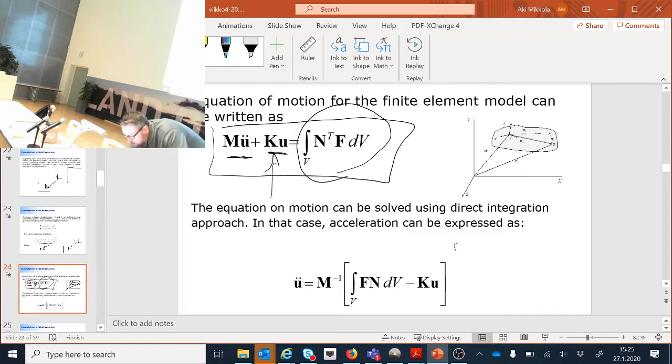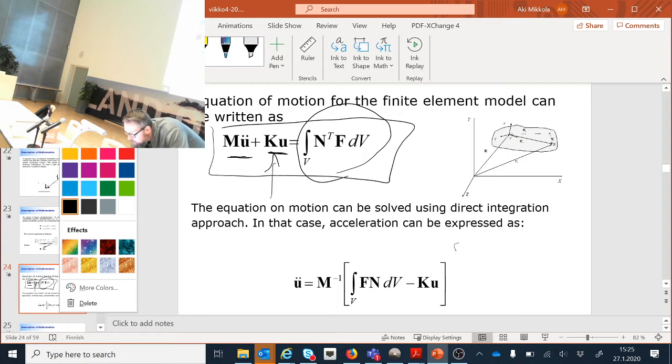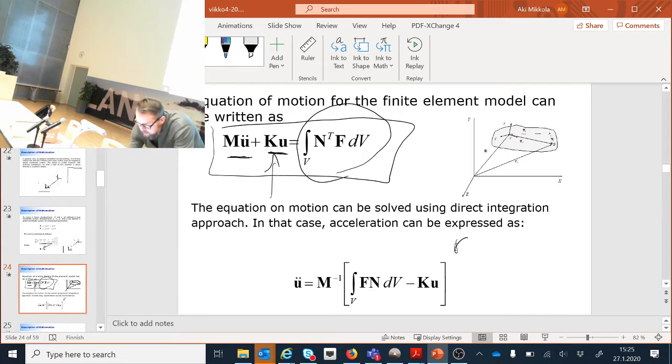In a floating, let me make this. No, this is not the case. So let me make this more readable.